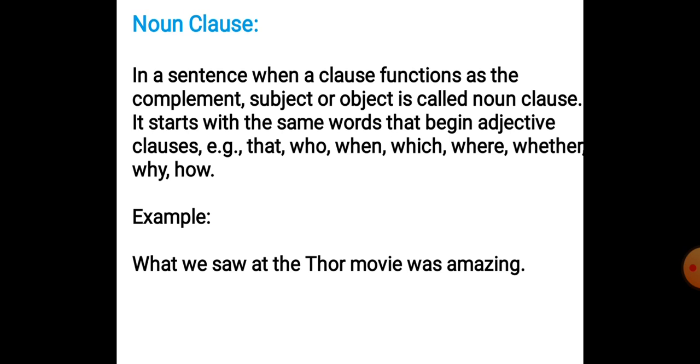For example, what the child said was true. Now here what the child said, what is used, but it is used as the subject of a verb. You can see the verb is was true. So what the child said is the subject of the verb. For example, I wish to know how this works. So here it is used as the object of a verb. I wish to know what? How this works. So how this works is the object here. Okay.